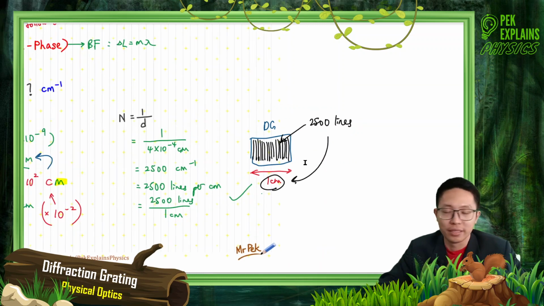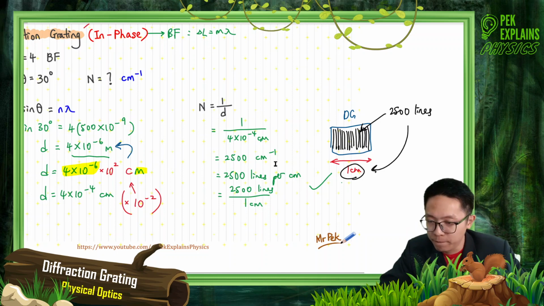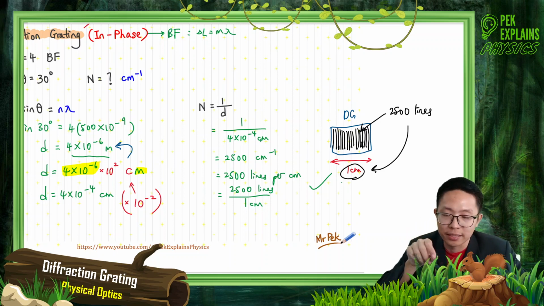Okay, that's what it means. Very, very small lines. You cannot see them with your eyes. You can only see the diffraction pattern. After you shine a laser light through the diffraction grating, you can see a diffraction pattern. That's what you can see, but you cannot see the slits in the diffraction grating.